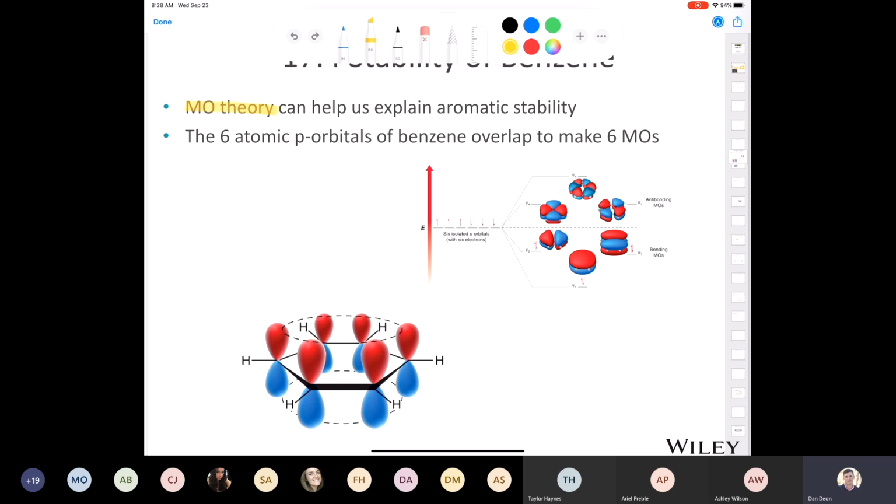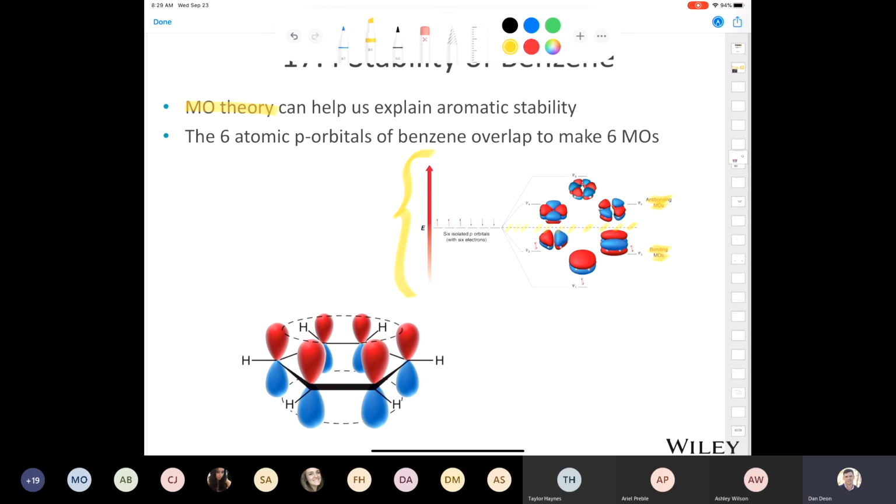We have six atomic p orbitals on the benzene molecule, and when you have atomic orbitals, they produce the same number of molecular orbitals. Remember the shape of a p orbital? One of my students in 1401 said P for peanut, because it looks like a peanut. The six p orbitals overlap and produce six molecular orbitals. If we cut through the middle, we have three bonding molecular orbitals lower in energy and three anti-bonding molecular orbitals higher in energy.